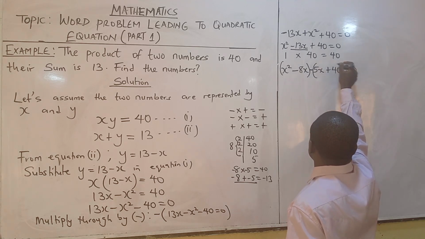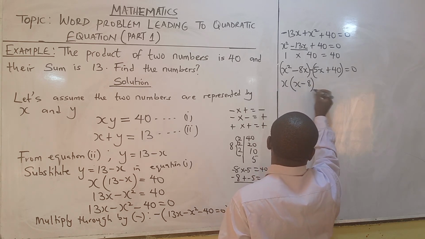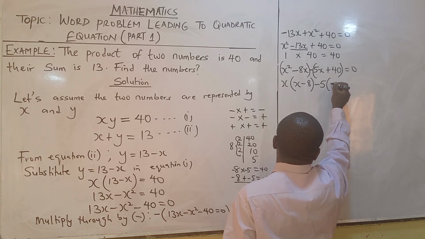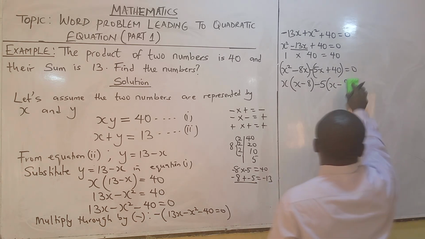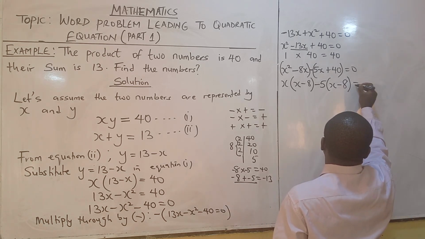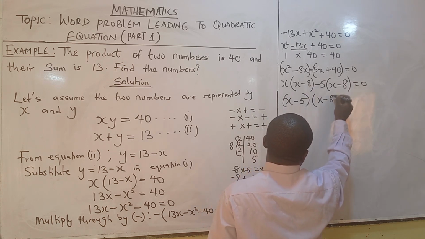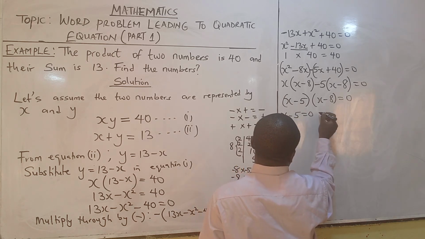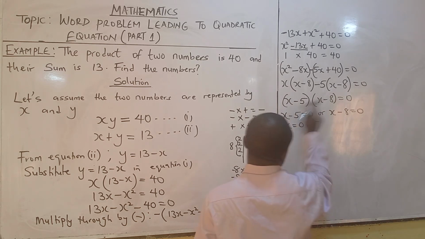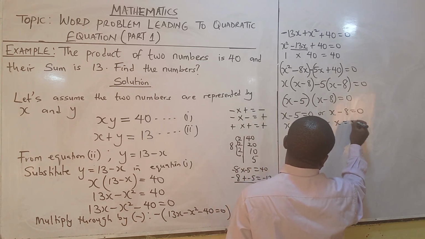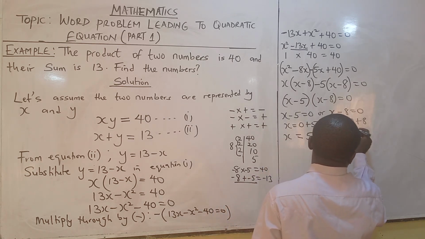Let's factorize. x goes here, bring it out, remaining x minus 8, close the bracket, minus, bring 5 out, we have x, negative times positive is negative, 5 goes in 40, that's 8, equals 0. Now we have x minus 5 and x minus 8: x minus 5 equal to 0, or x minus 8 equal to 0. Now x equals 0 plus 5, since when you take minus 5 across the equal sign it turns positive, or x equals 0 plus 8. So x equals 5, or x equals 8.